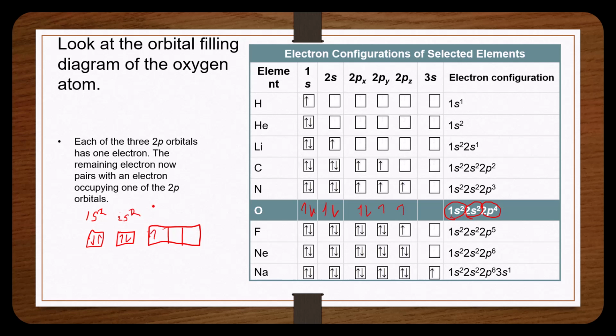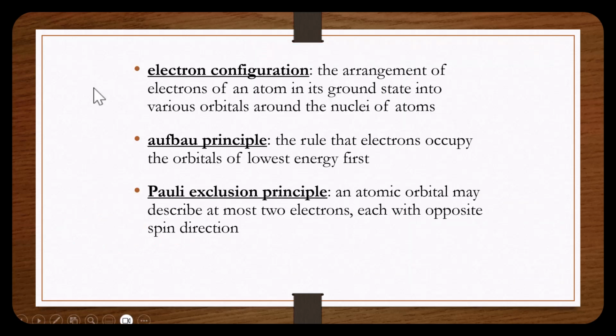One electron in the 2p orbital would be 2p1. Two would be 2p2. Three would be 2p3. Four would be 2p4. And this would be the electron configuration for oxygen.